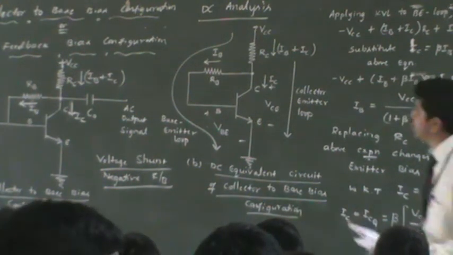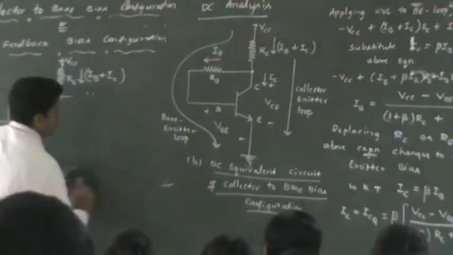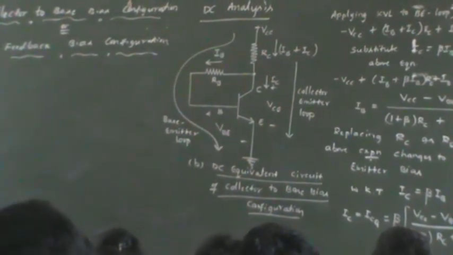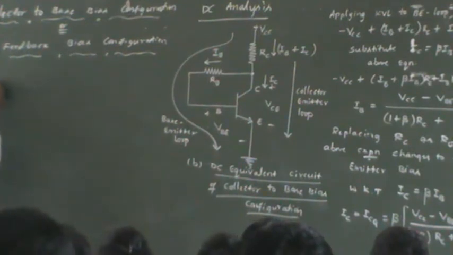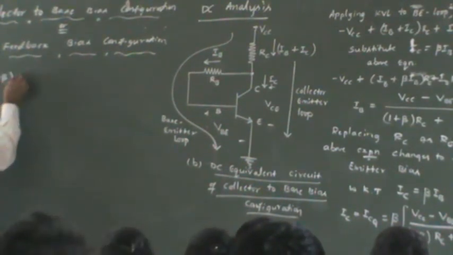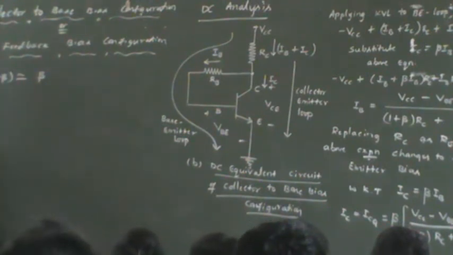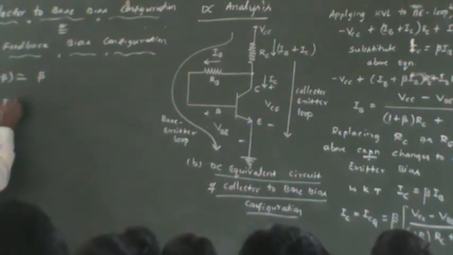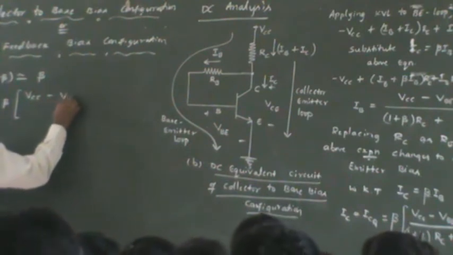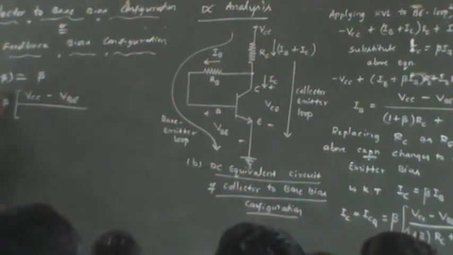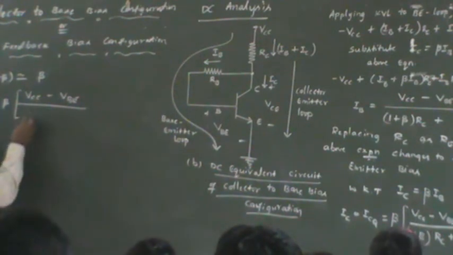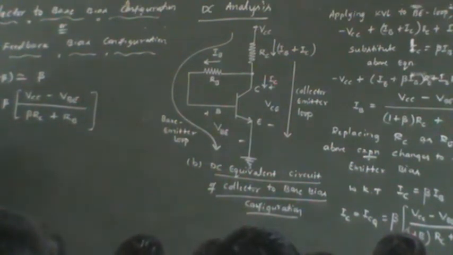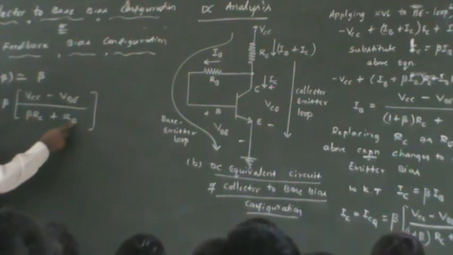Else you can do it another way. Let us do it here. Look at the last IC equation there. If I convert 1 plus beta as approximately equal to beta, look at the IC expression now. IC will change to beta as it is, and in the numerator we have VCC minus VBE. The denominator becomes beta times RC plus RB. Look at it now again: beta RC and RB is there. Which one is dominant?